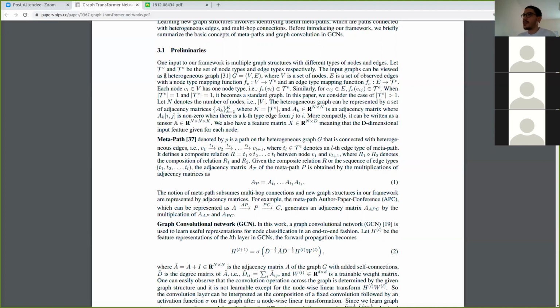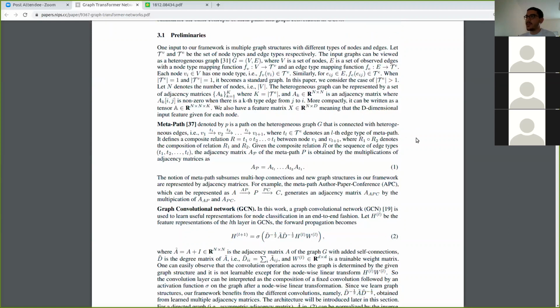So the heterogeneous graph can be represented by a graph structure for each edge type. Specifically, it's represented by adjacency matrices for each edge type, so your entire structure can be represented as a tensor. N is the number of nodes, you have k edge types, and of course each node has an input feature.